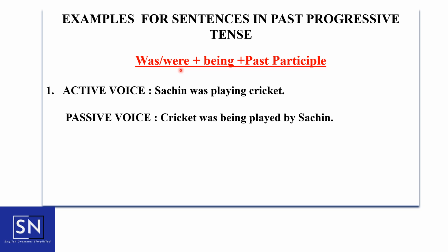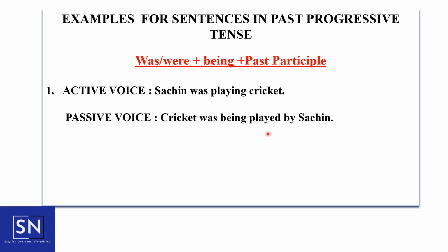After was or were, you're supposed to use being, then the past participle form of the main verb. Here the main verb is play, and the past participle form of play is played.